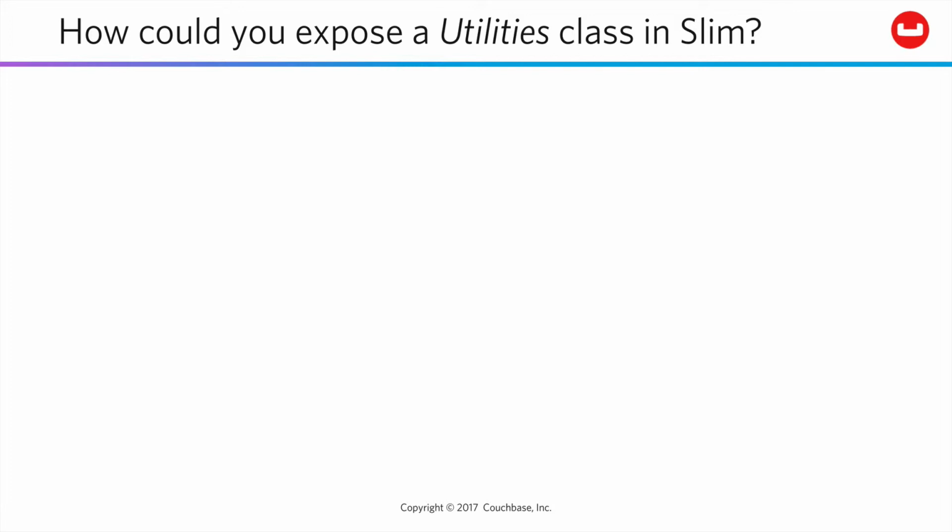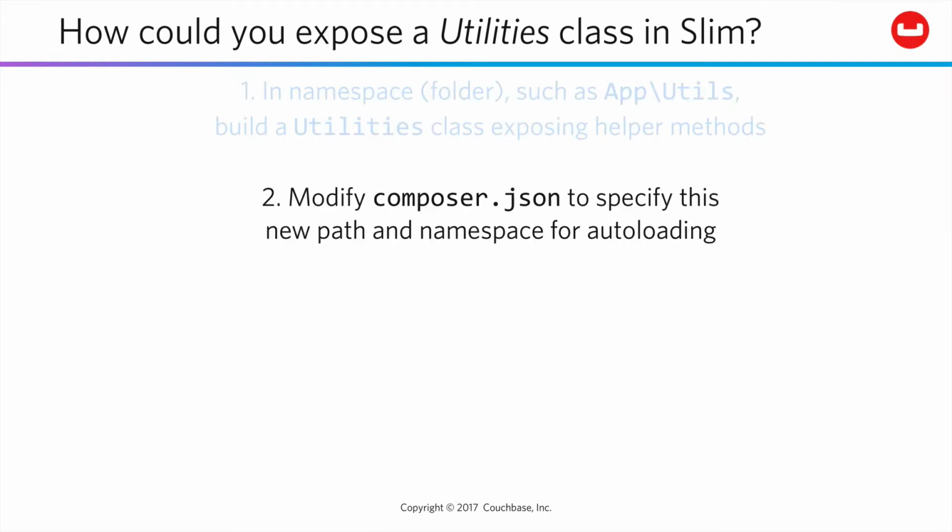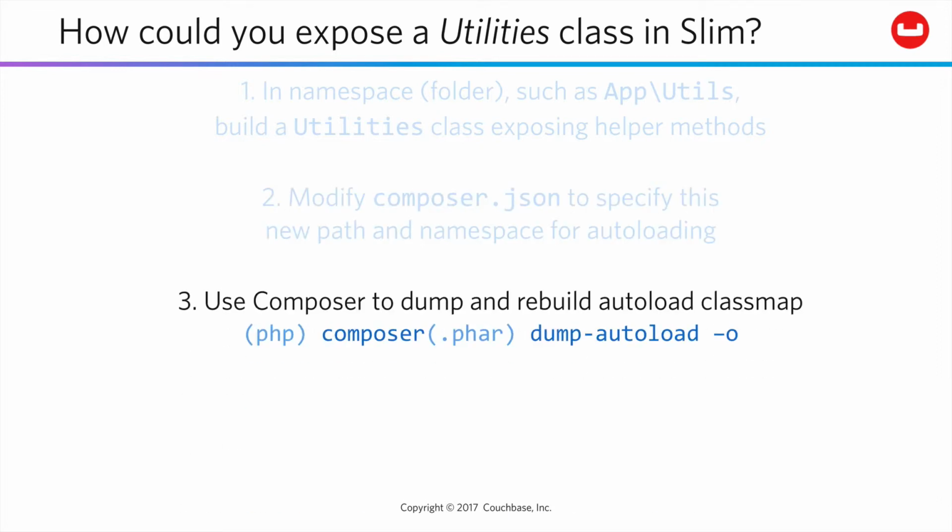So how could you externalize some of this behavior? You would create a new folder in your code, a namespace such as app/utils, and then within it you could create, for example, a utilities class to expose helper methods. You would then modify your composer.json file to specify this new path and namespace to be autoloaded when the application starts up. But then the class map of classes to be autoloaded needs to be updated, so you can use Composer to dump and rebuild this file. How you use Composer, as we've already seen, depends on whether you have it installed locally as a composer.phar file, in which case you invoke it through PHP, or globally.